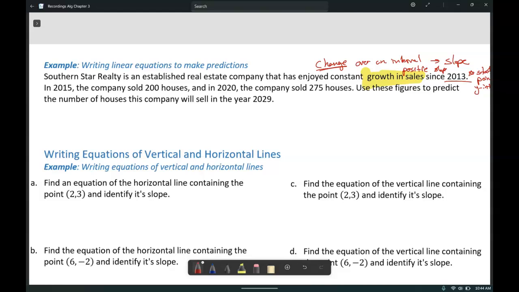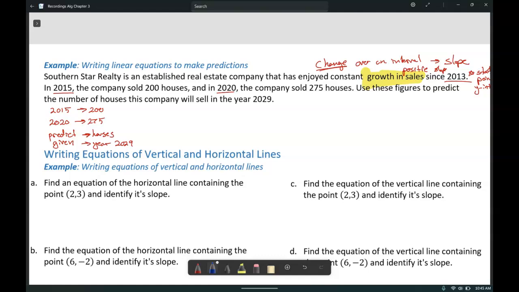In 2015, the company sold 200 houses. So in 2015, they sold 200 houses. In 2020, they sold 275 houses. We want to use these figures to predict the number of houses given the year 2029.